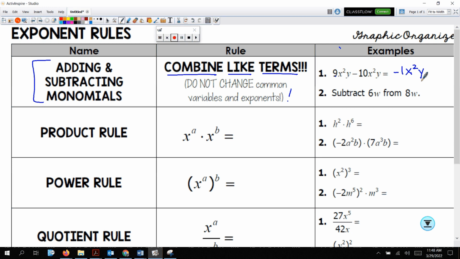Number 2 says subtract 6w from 8w. That's a turnaround phrase of subtracting from, so it's actually 8w minus 6w, which gives us 2w.